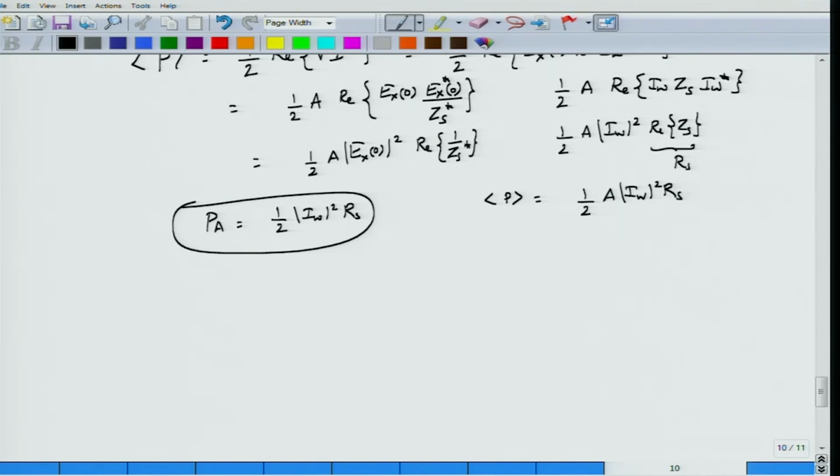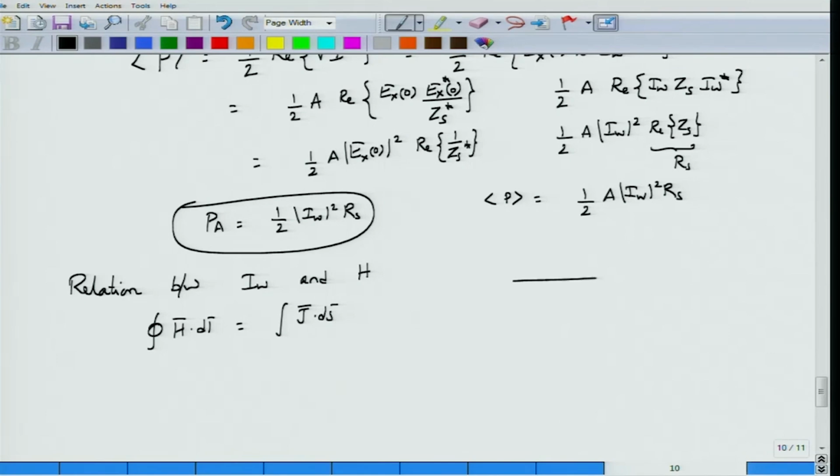So what we want now is the relationship between I_W, which is current per unit width, and the magnetic field H. In order to get this, I will invoke the Ampere-Maxwell law. So I have the closed integral of H dot dl being equal to the integral of J dot ds, and I know for this case that if I consider this as the y axis, this as the z axis, and this as my x axis. So hopefully all the directions which I have written down are correct.